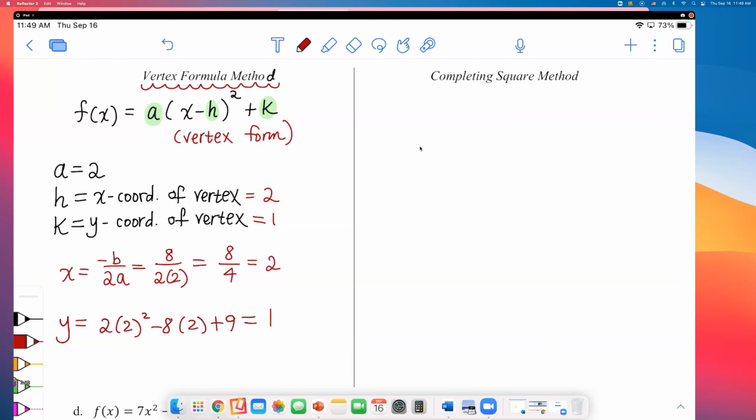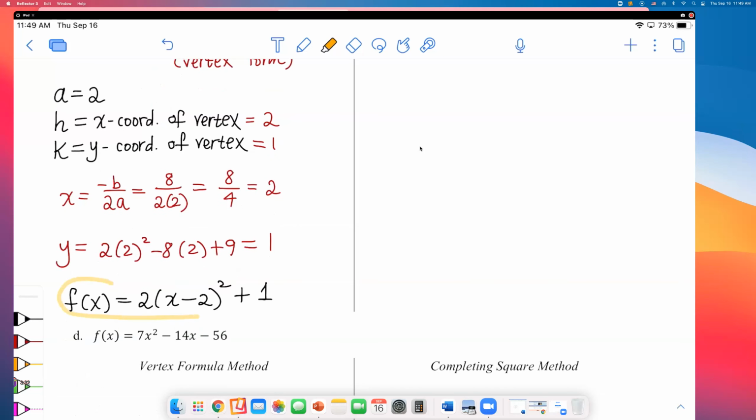All right, so let's write our final answer. f of x equals, first of all, what is a? A is 2. So write down 2, and then do x minus h. What is h? H is 2. So do x minus 2 in this parenthesis, you square it. And outside I need to do plus k. What was k? K is the y-coordinate of the vertex, which is 1. So my final answer is this right here.